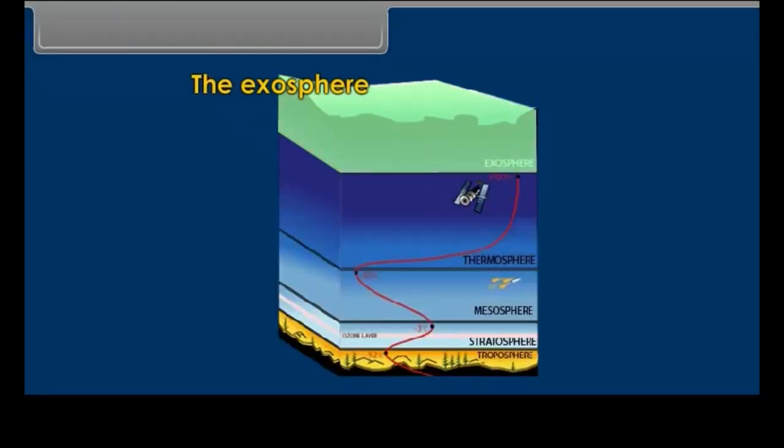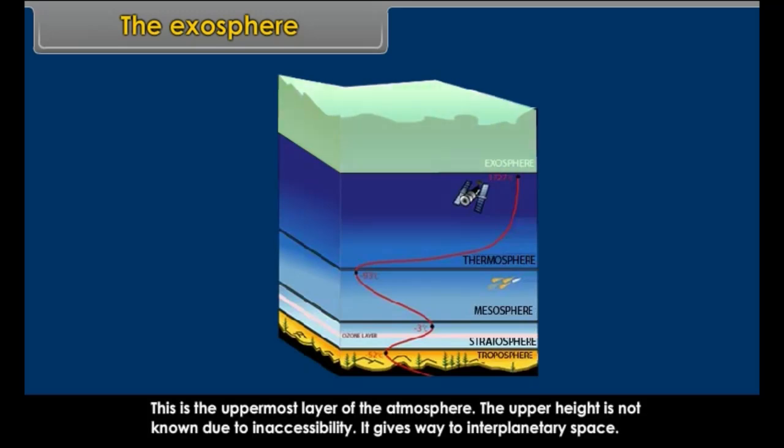The exosphere. This is the uppermost layer of the atmosphere. The upper height is not known due to inaccessibility. It gives way to interplanetary space.